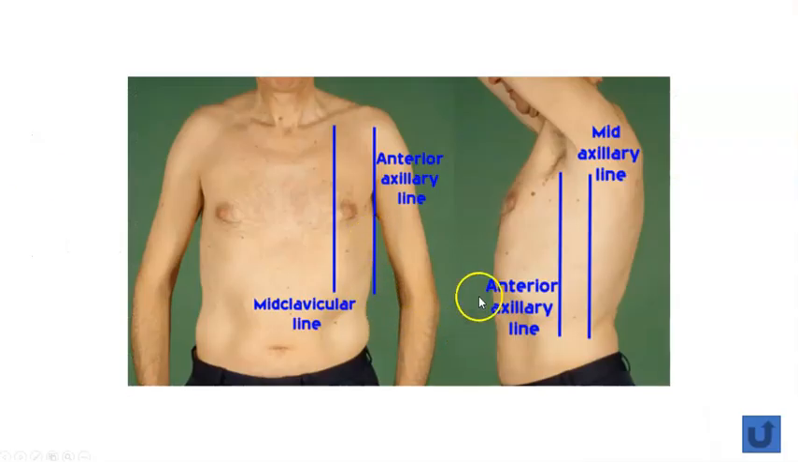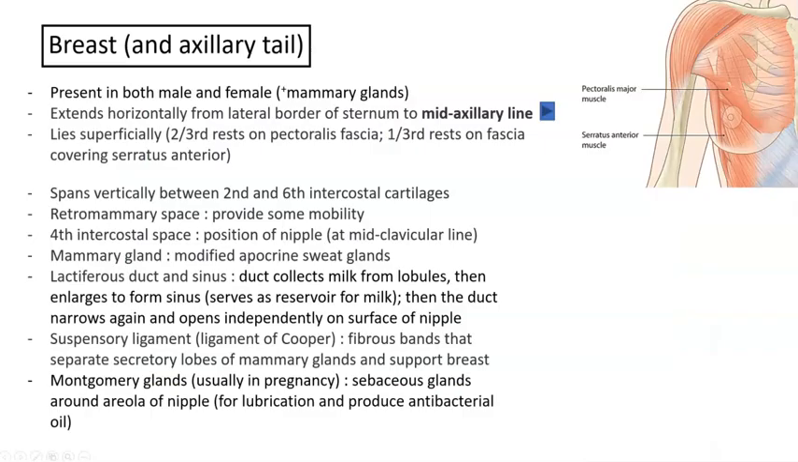Okay, this is the landmark that you should know. This anterior axillary line, mid-axillary line, and mid-clavicular line. Okay, I will explain to you about mid-clavicular line and mid-axillary line. So the breast extends horizontally from sternum to mid-axillary line, as I've shown you just now. It lies 2/3 on pectoralis major and 1/3 on serratus anterior muscle.